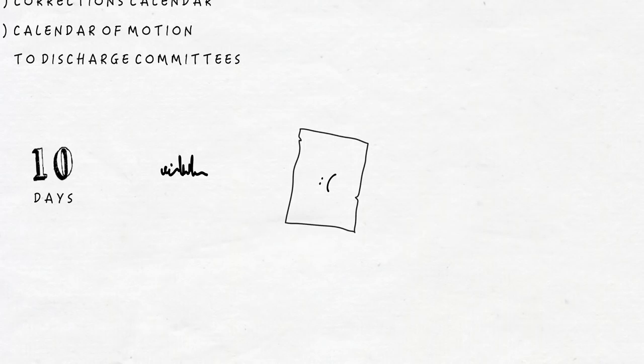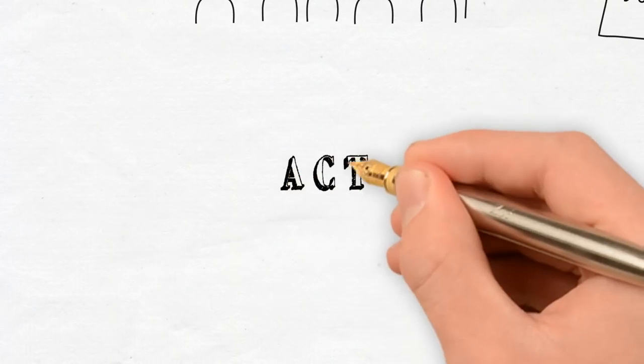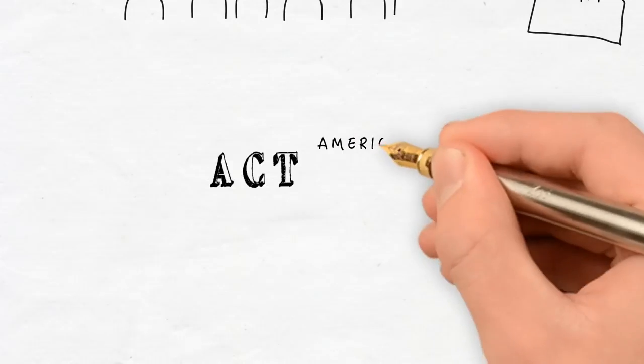So, let's say your bill made it through the entire process and was ultimately signed by the president. Upon the signature of the president, your bill will formally become known as an act. In our case, we'll call it the American Education Reform Act.